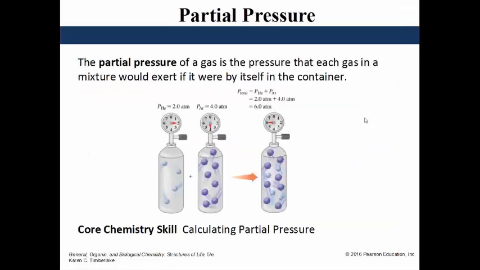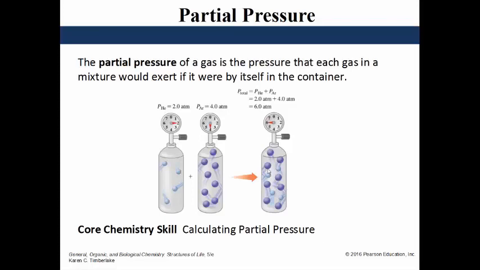Now, partial pressure is just the pressure that a gas would exert on a container if it were in a container by itself. So it is the pressure of that part of the gas. And here's what I mean by that. Let's say you have a container here. It's filled with argon and helium. Let's say that the total pressure in this entire container is 6 atmospheres.